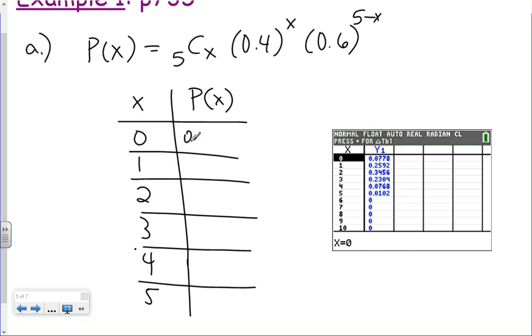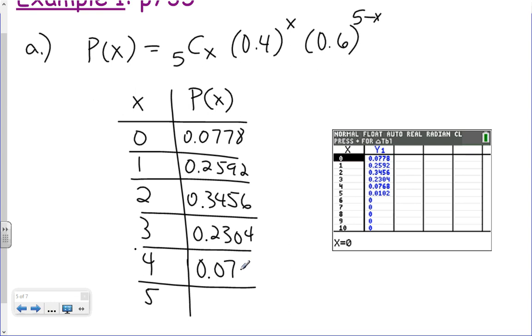So it's 0.0778, 0.2592, 0.3456. Again, that's the one that we already calculated. 0.2304, 0.0768. And the last one, 0.0102.